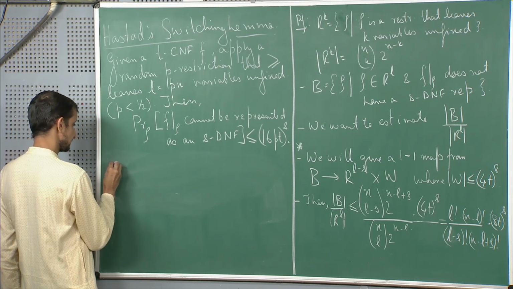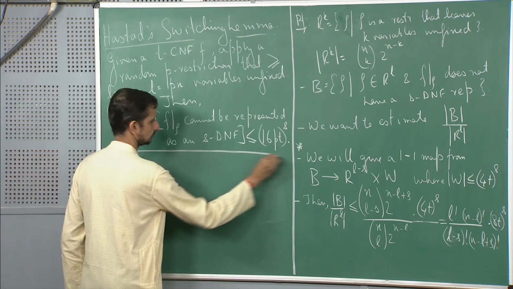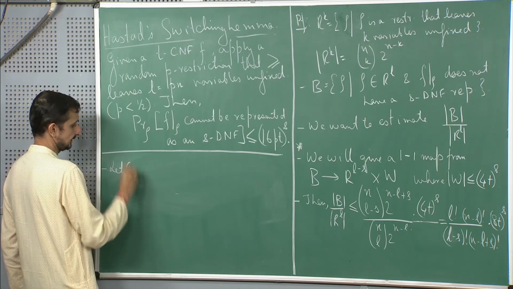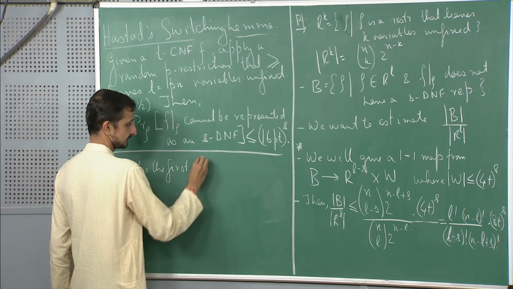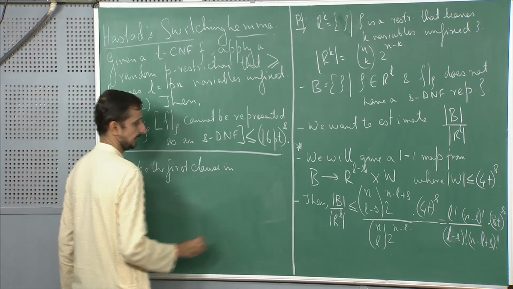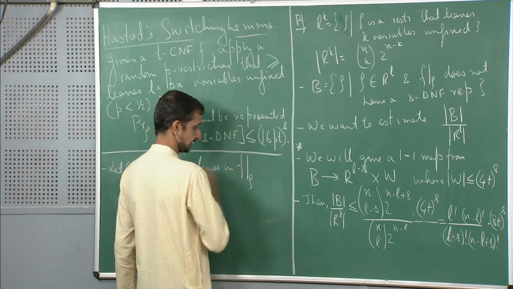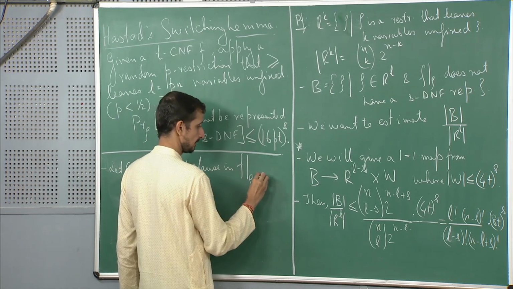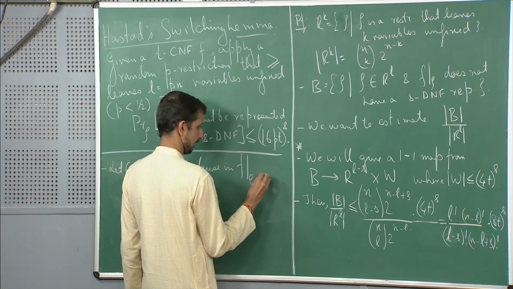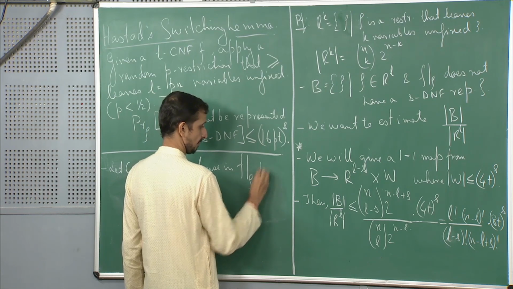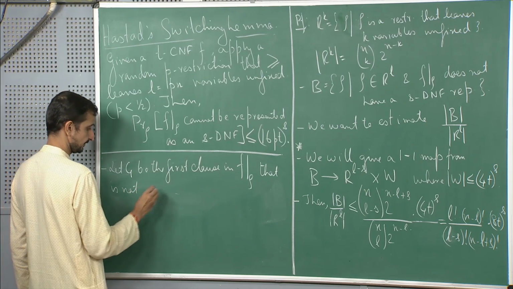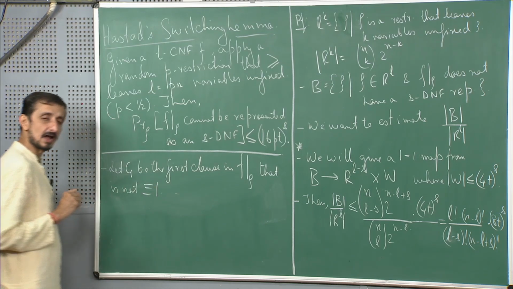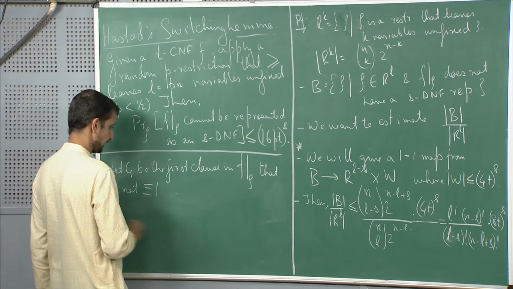Okay. So, let C1 be the first clause in F restricted to rho that is not identically 1.